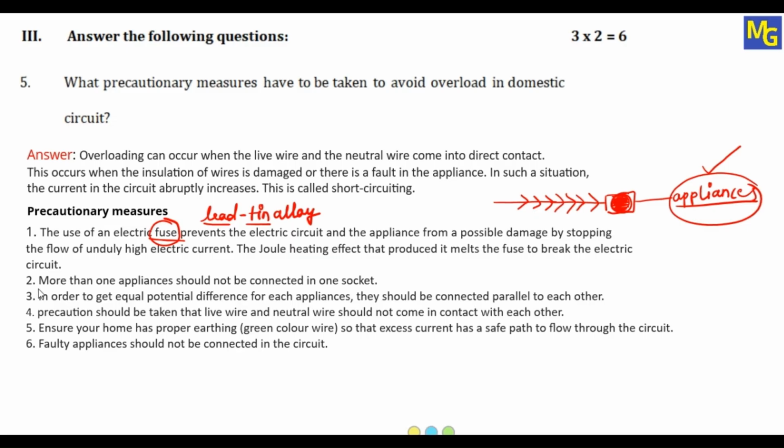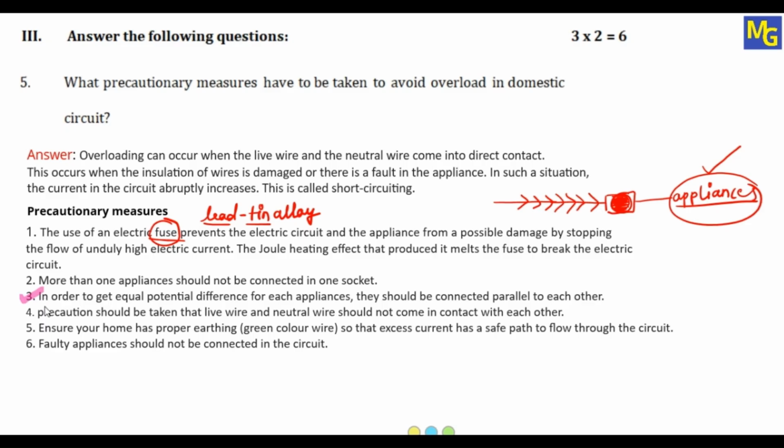Now we'll see the second one. More than one appliance should not be connected in one socket. You may have seen there are many sockets in your house. For one socket, you should not connect more than one appliance. Means in one socket you should not connect your mixer, your mobile charger, or even the TV, etc. That should not be done because every appliance requires a different amount of current. So that you have to avoid here.